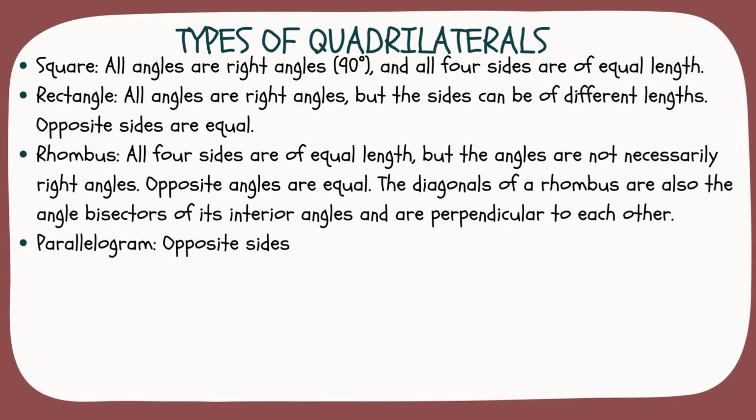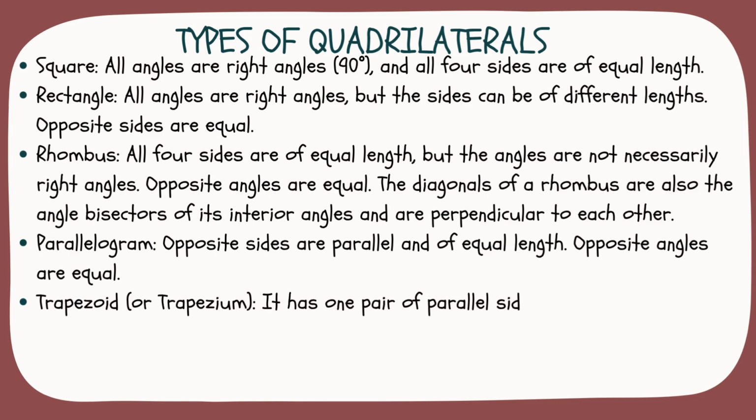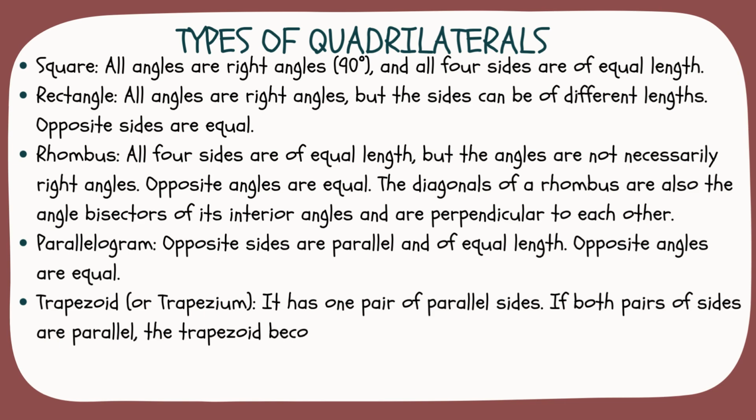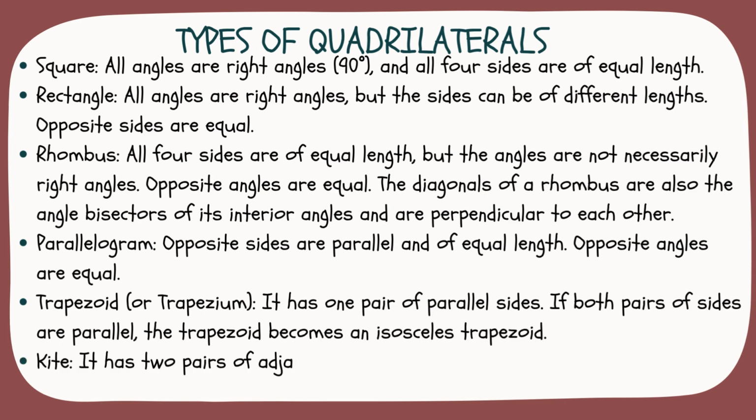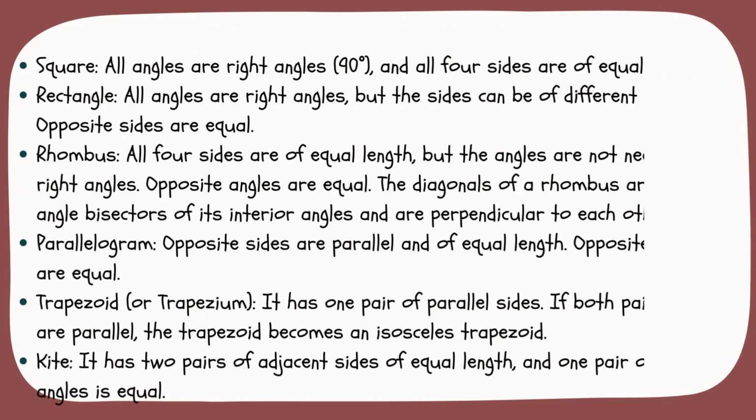Parallelogram. Opposite sides are parallel and of equal length. Opposite angles are equal. Trapezoid or trapezium. It has one pair of parallel sides. If both pairs of sides are parallel, the trapezoid becomes an isosceles trapezoid. Kite. It has two pairs of adjacent sides of equal length, and one pair of opposite angles is equal.